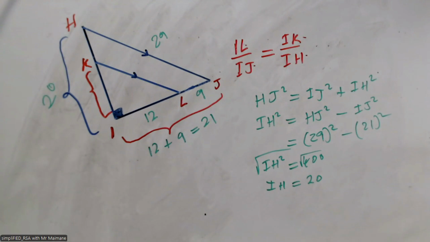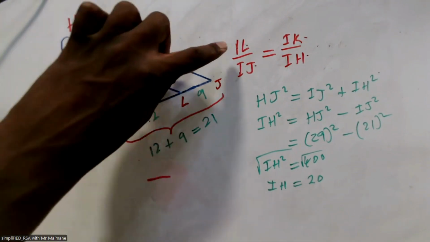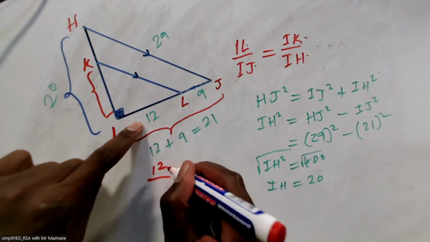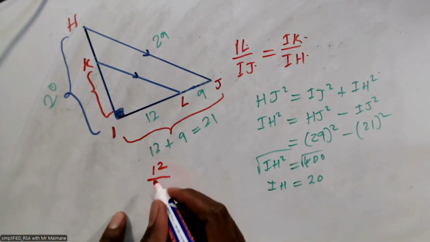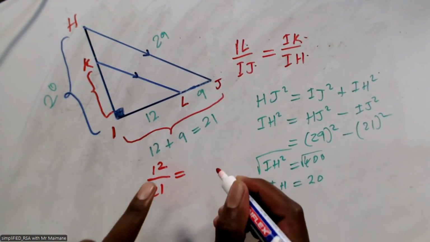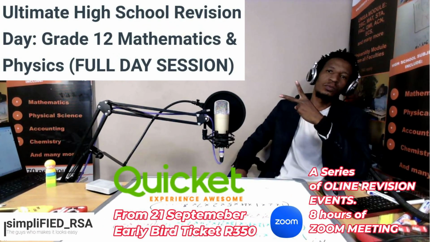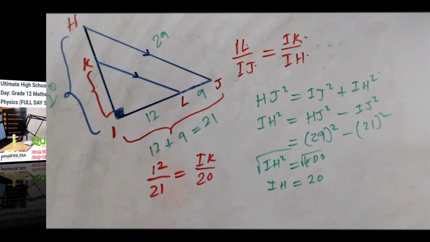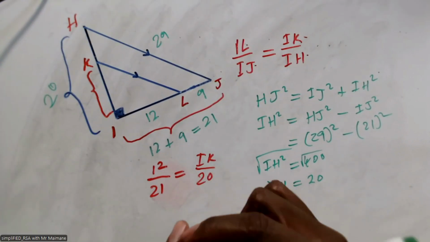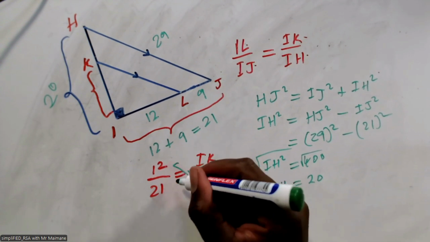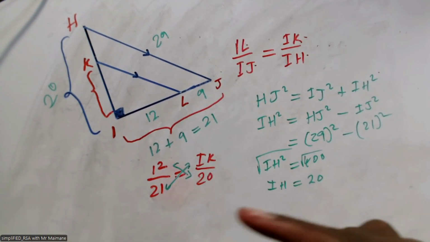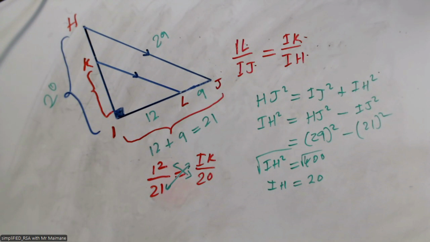Okay, let me rewrite this here. I will say IL is 12 over IJ is 21 is equals to IK, which I want to calculate, over IH, which I just calculated now to be 20. The next thing, guys, sometimes students can tell you they can't even solve something like this still. Guys, here you just cross multiply. I know my students, the ones I meet up with online privately on our Zoom sessions, they will tell you they don't even know how to calculate this.